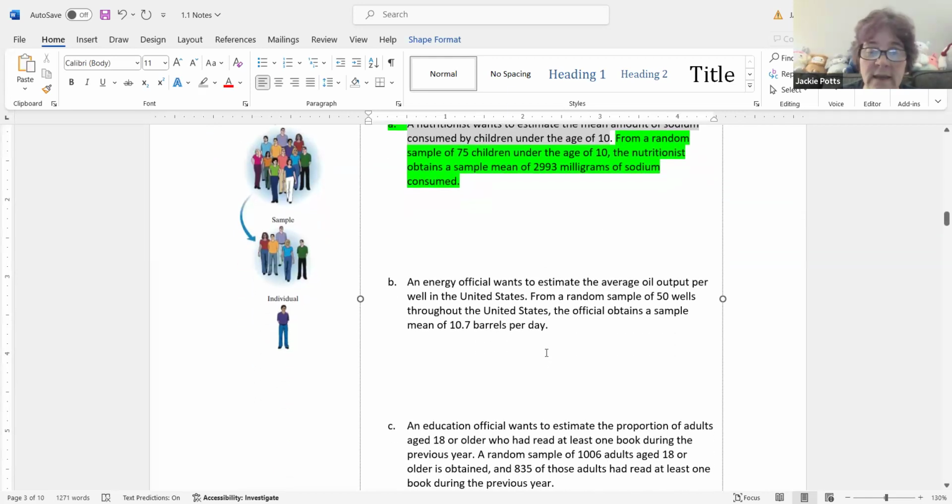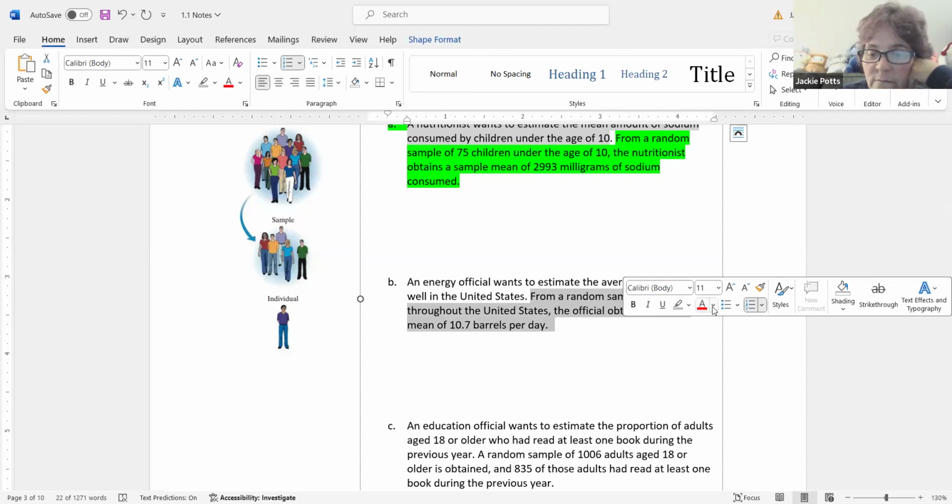All right, pause it again. Take a chance, read this, see if you picked out the sample versus the population. All right, welcome back. Let's see. An energy official wants to estimate the average oil output per well in the United States. From the random sample of 50 wells in the United States, the official obtains a sample mean of 10.7 barrels. So guess what?